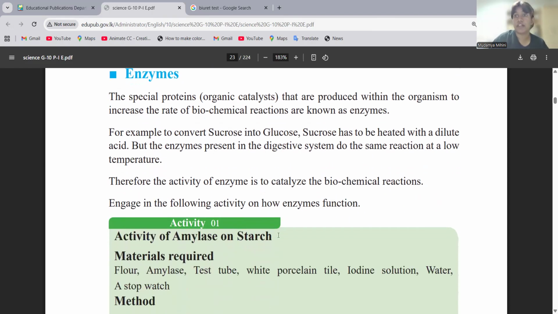Then we have enzymes. You guys, excuse me because I couldn't have dinner, so I'm having dinner while I'm doing this. I'm just eating some candies. Sorry about that.